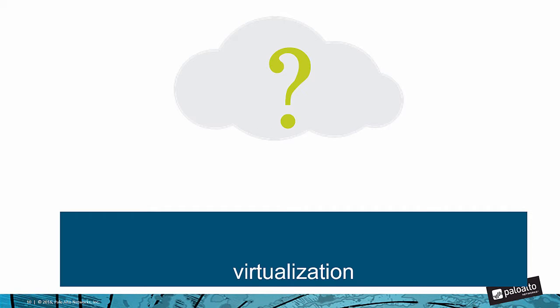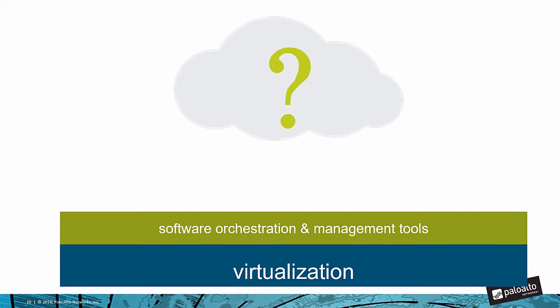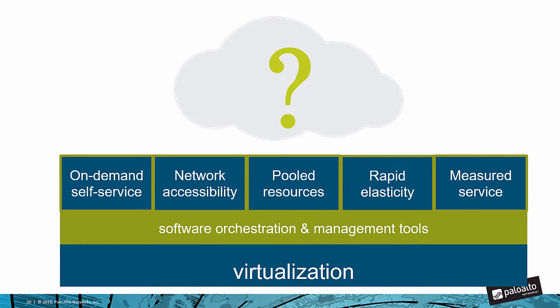Just because you have virtual machines in your data center doesn't mean you're actually using a cloud or a private cloud. Virtualization alone does not mean you're doing cloud computing, because the second ingredient is you need software orchestration and management tools. In other words, you need great automation tools to accomplish those 5 key ingredients. In order to attain these 5 characteristics of a cloud, you combine software orchestration with virtualization.